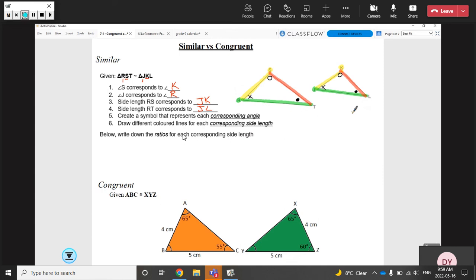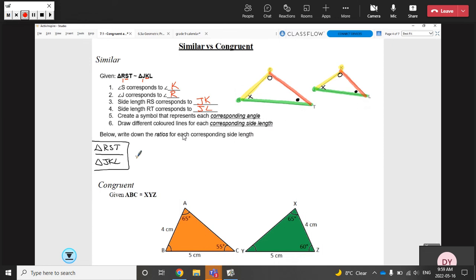Now, when we're talking about ratios, again, you keep one triangle on top. You could say, okay, triangle RST is going to stay on top, and triangle JKL is going to stay at the bottom. And you have to be consistent here. If you start mixing things up, it gets a little wishy-washy.